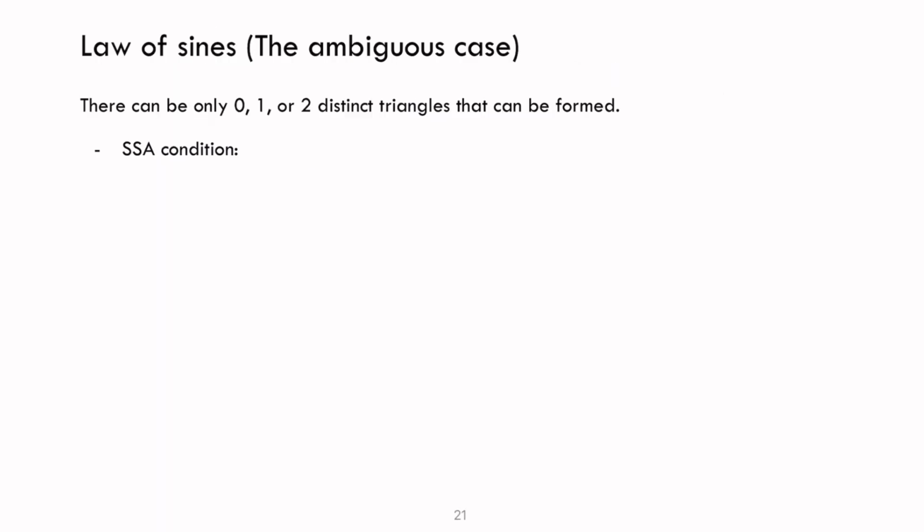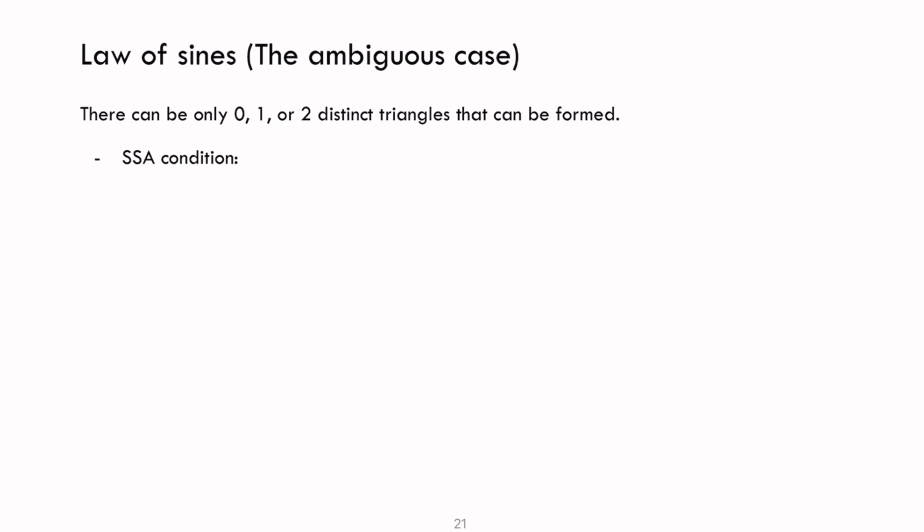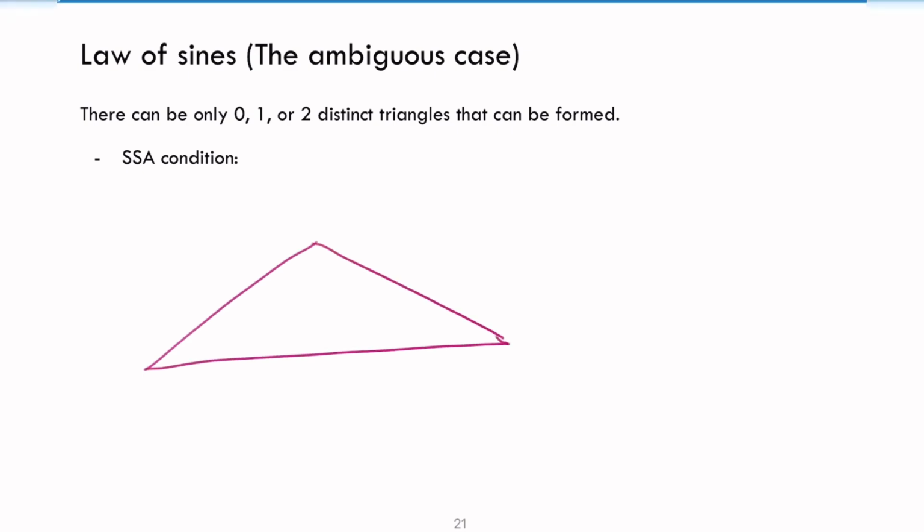Law of sines, the ambiguous case. This means that there can only be 0, 1, or 2 distinct triangles that can be formed. So the side-side-angle condition. So let's say we're given a triangle right here, right? And we're only given the side length right here is 5, this one is 2, and then this angle is like 20.